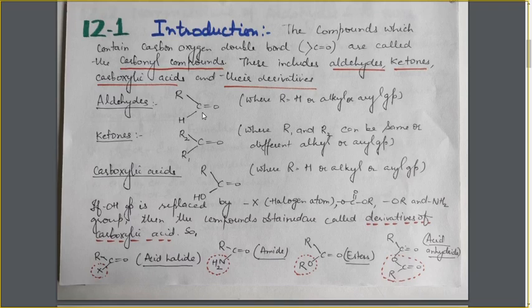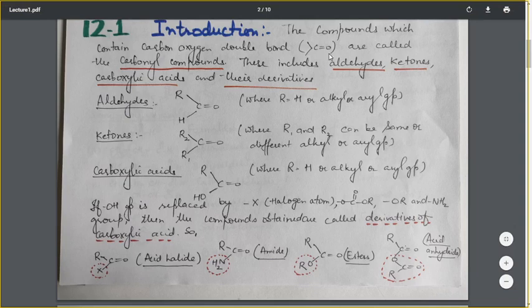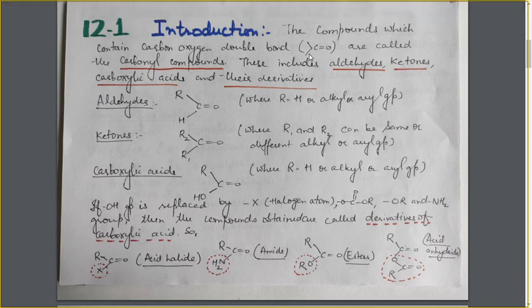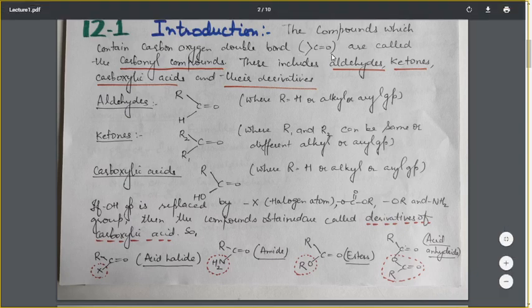Now, the very first thing here is the term carbonyl compounds. What are carbonyl compounds? The carbonyl compounds are those compounds which have this C double bond O group. The compounds which have this C double bond O group are known as the carbonyl compounds. And this C double bond O group is also known as the carbonyl group. That's why these compounds are also known as the carbonyl compounds.